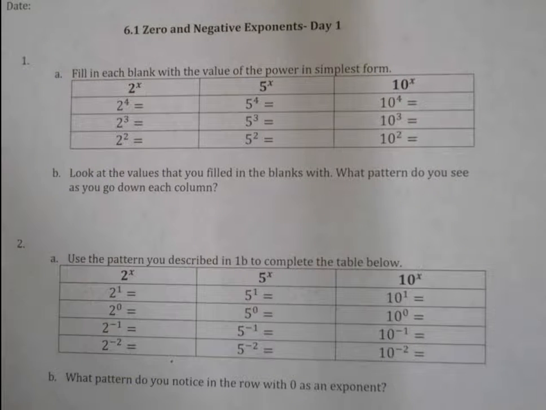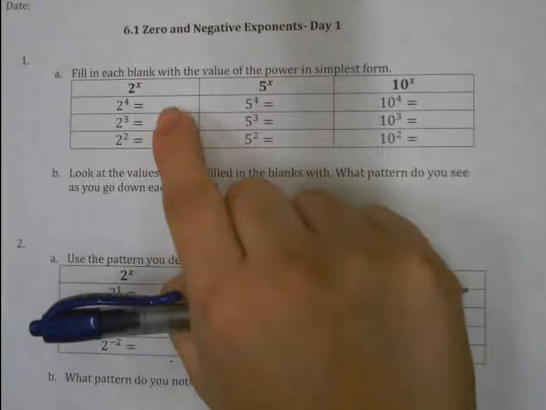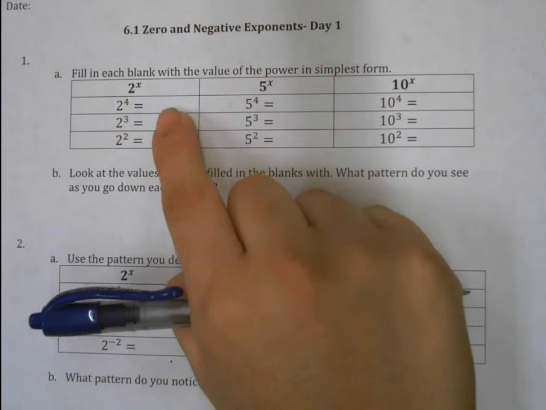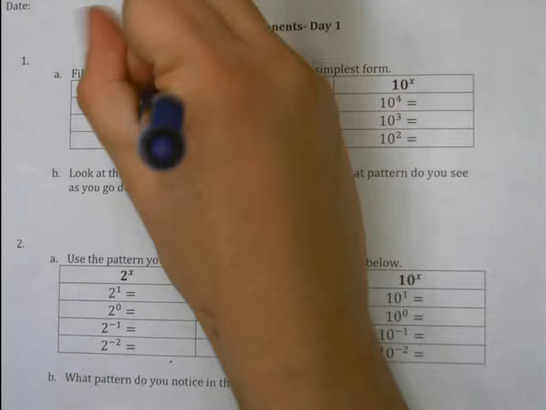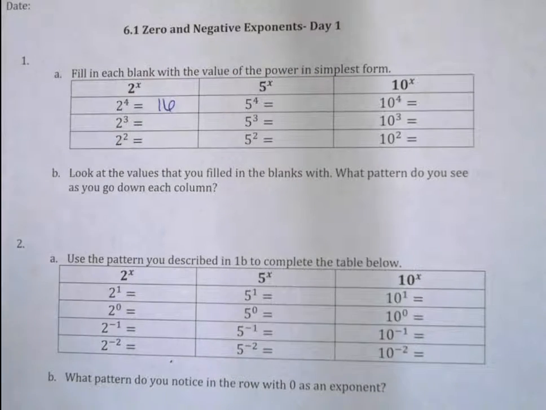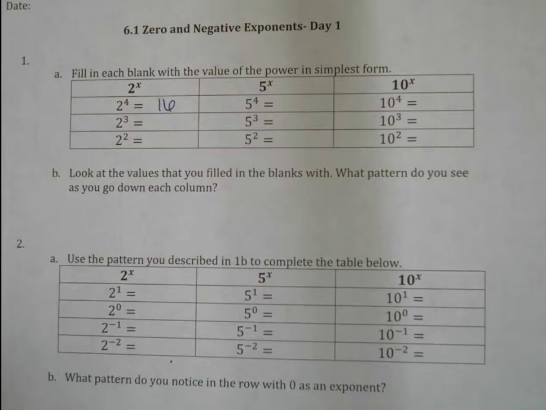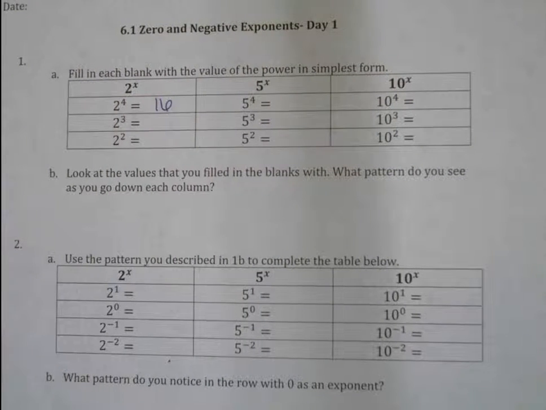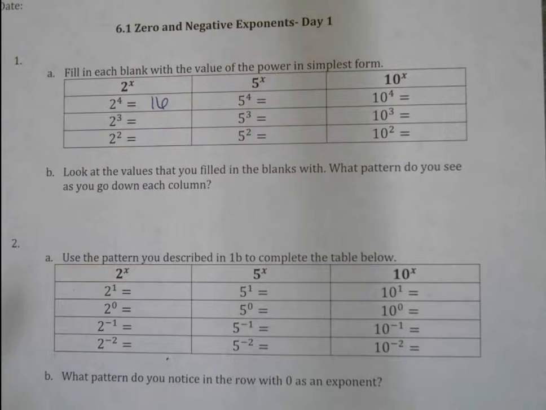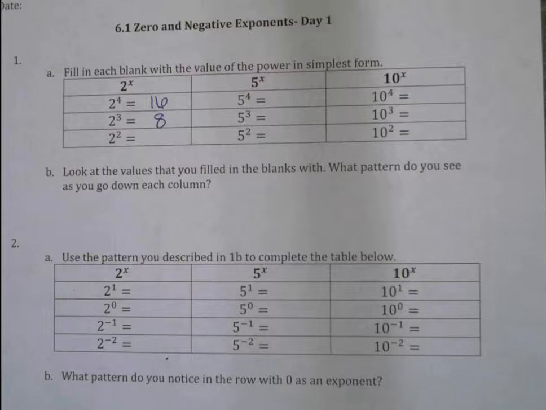Okay, so today we're talking about zero and negative exponents. The first thing we're going to do is fill out this chart. Do you guys know what 2 to the 4th power is? 16. That's 2 times 2 times 2 times 2. 2 cubed? 8. And then 2 squared? 4.